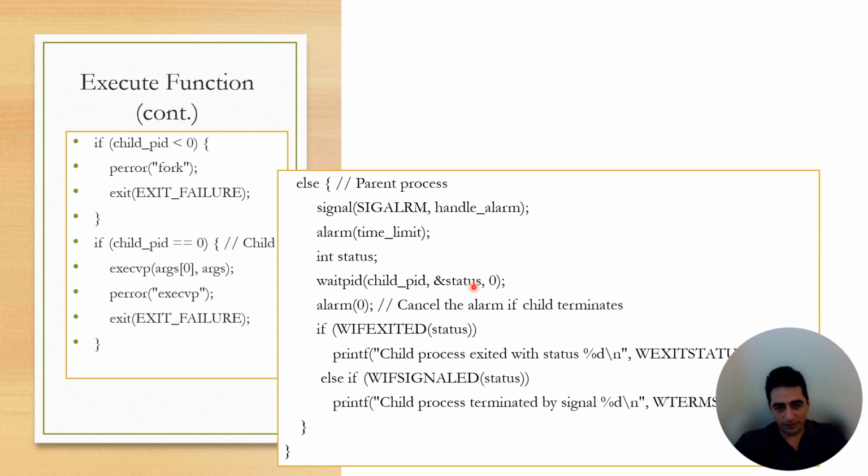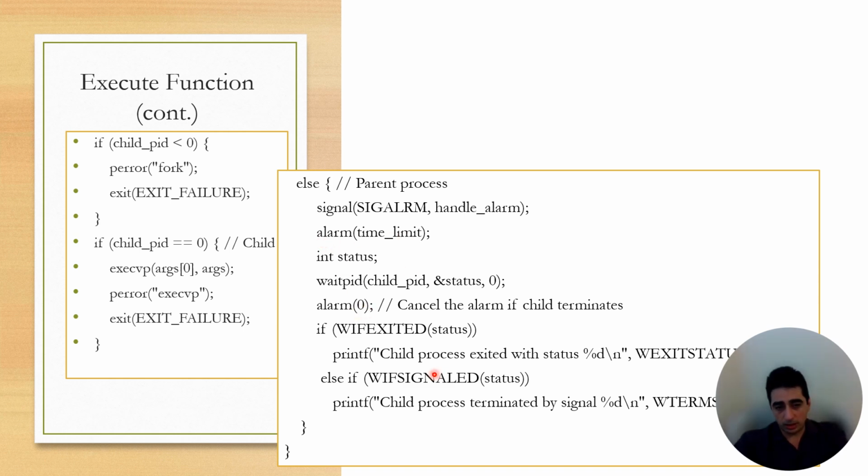And then if the child finishes, we have to cancel the alarm, because if the child is terminated, we don't want to print an error message and say, for example, the child violated the time limit. So if the child finishes, we simply cancel the alarm. How do you cancel the alarm? By setting the alarm to zero.